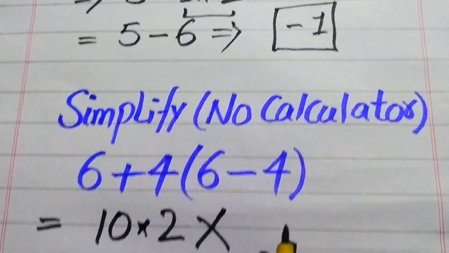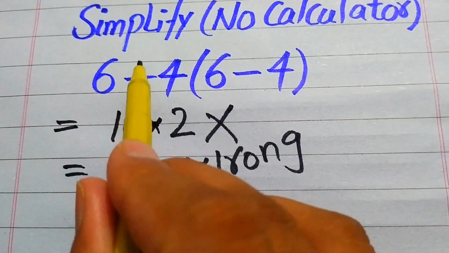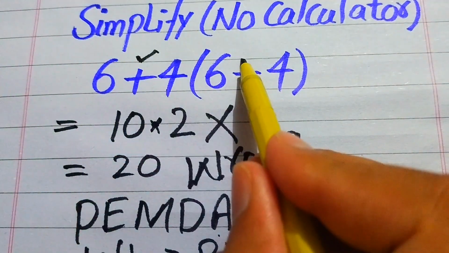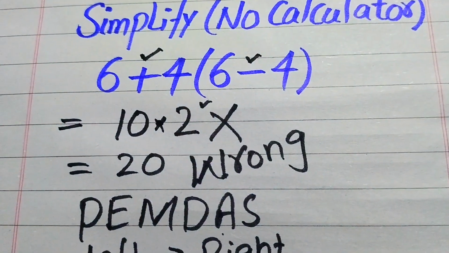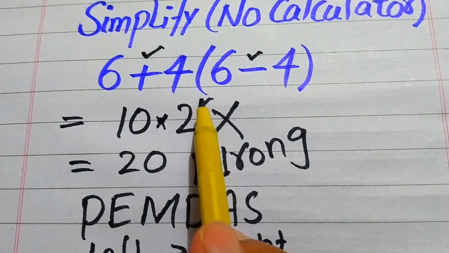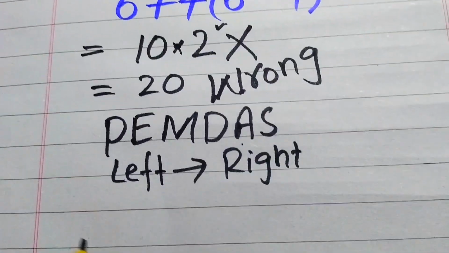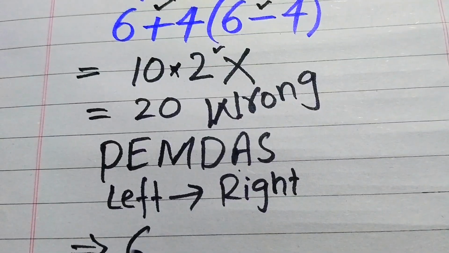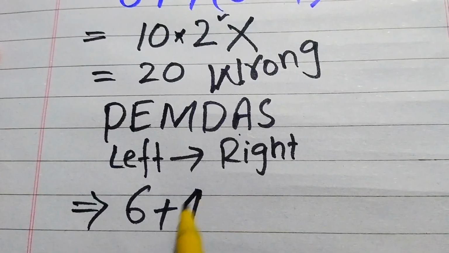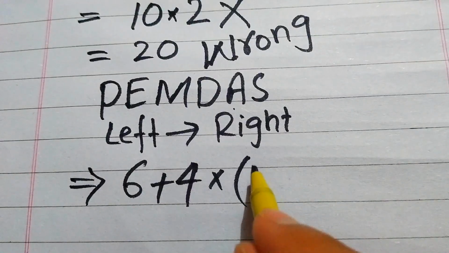Now if we focus on the question statement, you see that there are three signs: addition sign, subtraction sign, and parentheses. We know that we give the first priority to the parentheses. It means we need to solve the parentheses values first. So we have 6 plus 4 times, here we have parentheses, 6 minus 4 becomes 2.